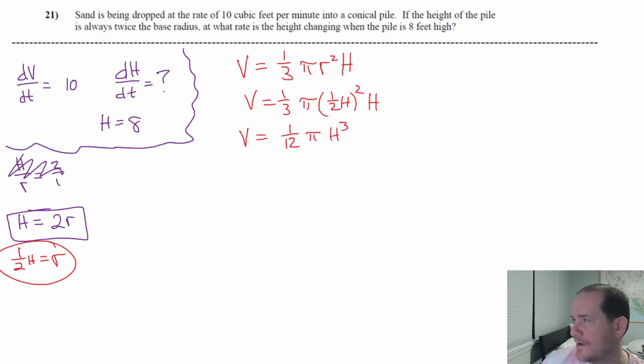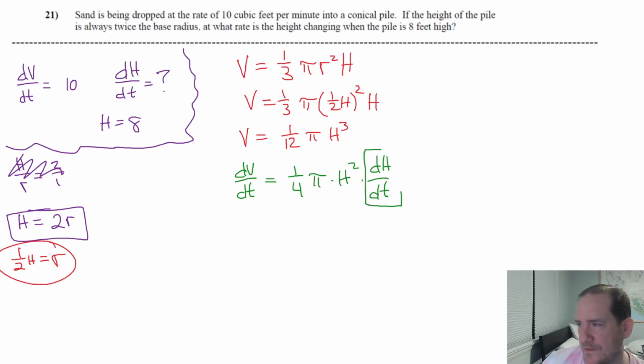Now we differentiate. And we find that dV dt has to equal 1/4 times pi times an h, that is squared, times a dH dt. And so if I'm trying to find dH dt, then just leave this guy alone. That'll be your variable. Substitute everything else. So the rate of change of the volume is 10. 1/4 is 1/4. Pi is pi. H we know is 8. So square that. And then just leave dH dt as your variable.